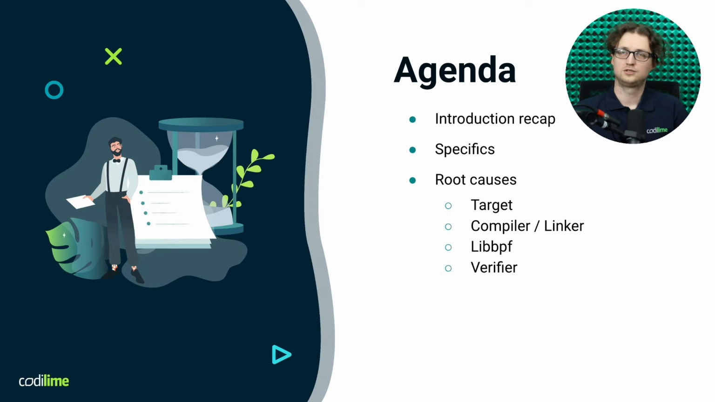So the plan for today is to do a short recap of the introduction video, especially the flow of how you go from the source code to running eBPF program in kernel virtual machine. Then I will discuss my opinion on how to talk about limitations of eBPF. And spoiler alert, I think the best way is to go through causes of the limitations itself, not the specifics of it. And then we'll go through what's causing the limitations at every stage of going from source code to working program.